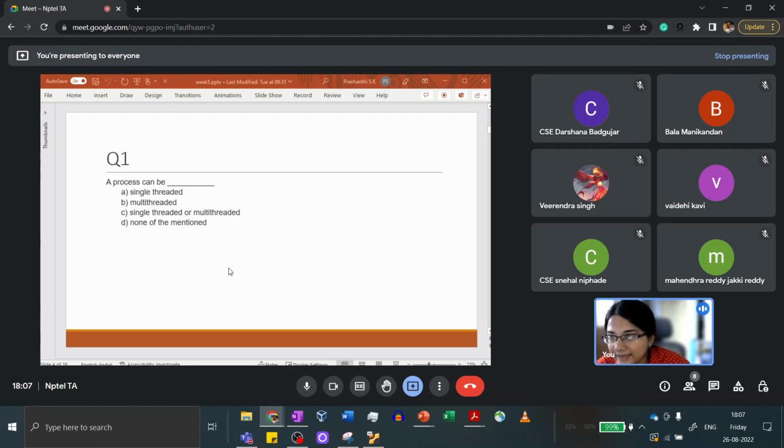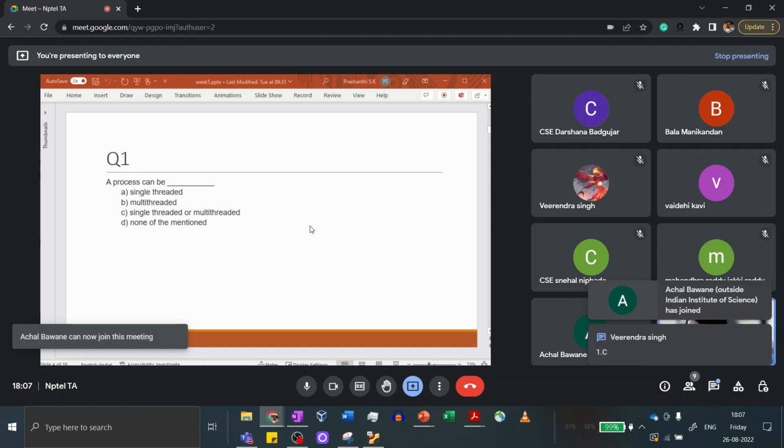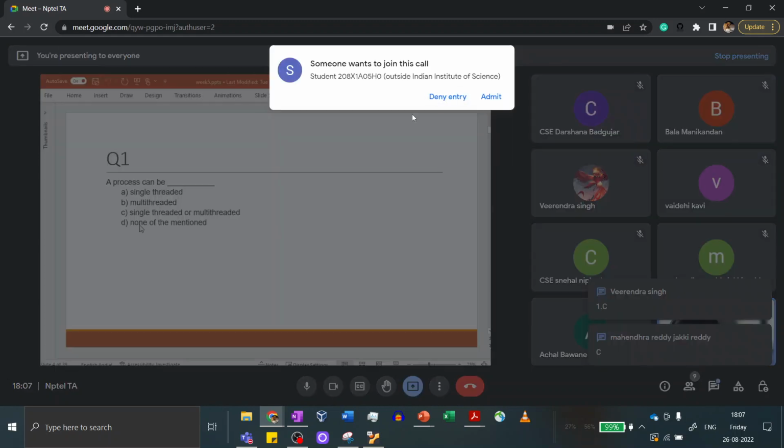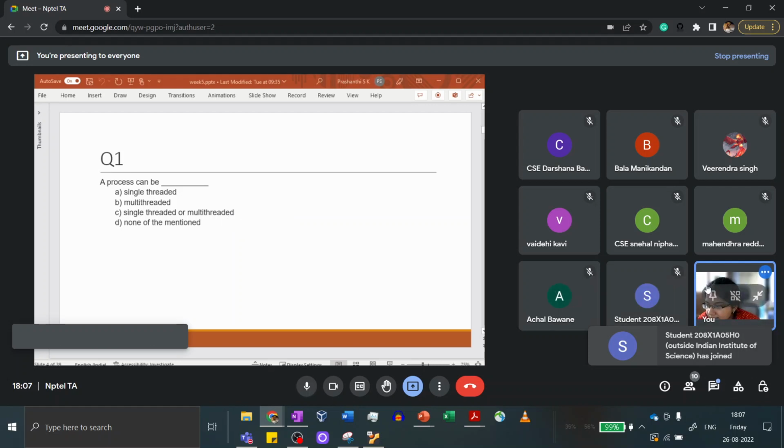With that disclaimer, what do you think is the answer for question 1? Any thoughts? Okay, C, single threaded or multi-threaded. C again. Any other answers? Anybody who disagrees with C?